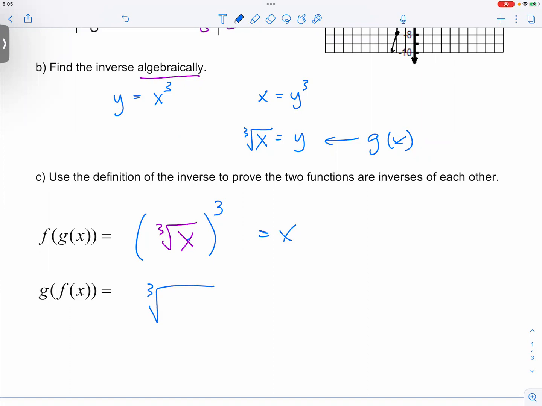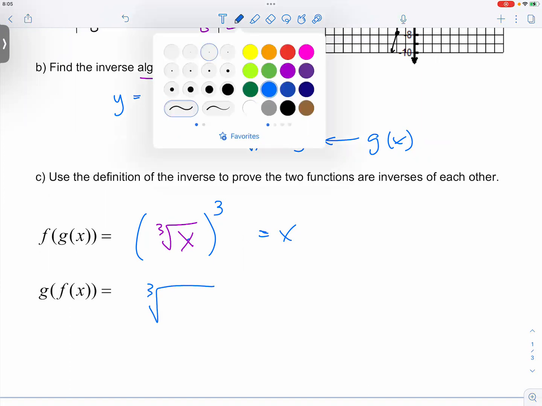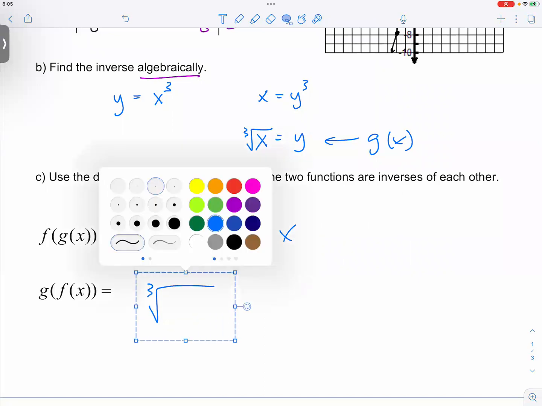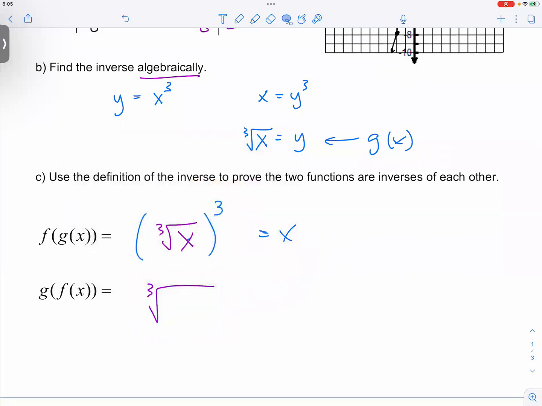And then g of f of x. Actually, let me go ahead and make this purple. g of f of x, and then we put in f of x right here. And they also cancel each other out. So x.